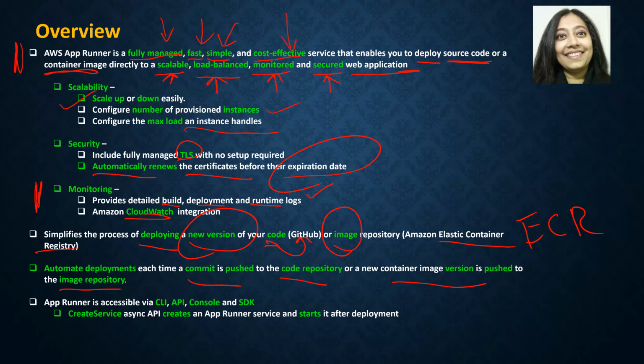Now, how can you work with App Runner? App Runner is accessible via CLI, APIs, console, and SDK. So you have all four avenues to work with this service, right? And this particular API is an asynchronous API, CreateService. This helps you to create an App Runner service. And after the service is created, it also starts it. So it pretty much does everything for you. So I hope that this overview was helpful and you understood what App Runner is. So let us continue further ahead.